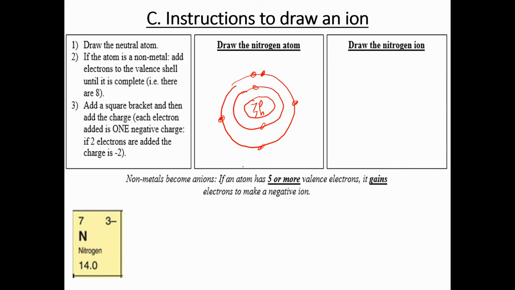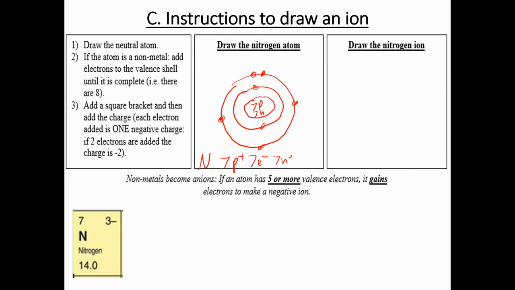So this is just a regular or neutral nitrogen. It has 7 protons, 7 electrons, and 7 neutrons. As you can see, there are 5 valence electrons. So you have to ask yourself, is it easier to lose 5 or gain 3 to get that full valence shell of 8? And so it's easier to gain 3 than it is to lose 5.